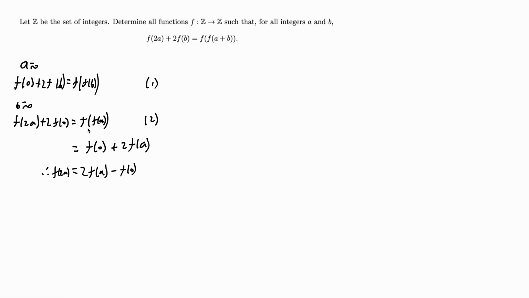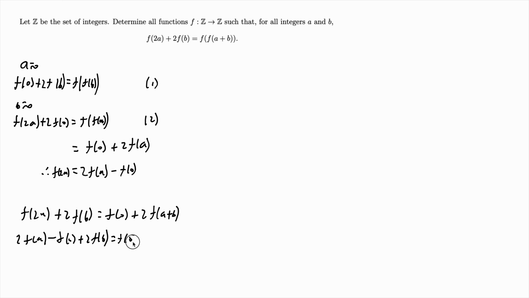That's what we know so far. And let's substitute this into our given equation. So we have f of 2a plus 2f of b is equal to f of 0 plus 2 times f of a plus b. And notice that we can change f of 2a to 2f of a minus f of 0, so 2f of a minus f of 0 plus 2f of b equals f of 0 plus 2f of a plus b.